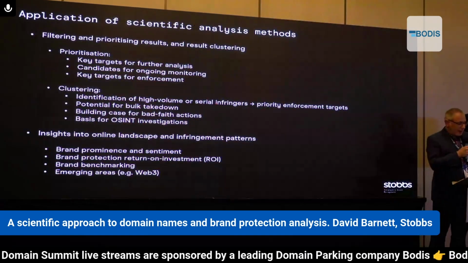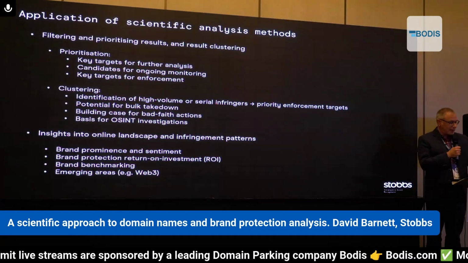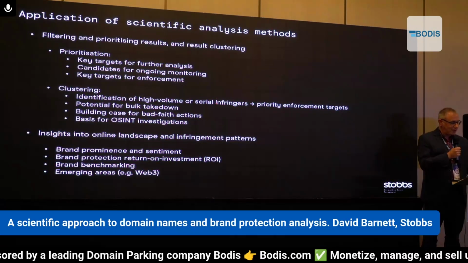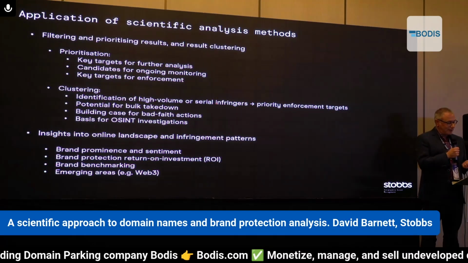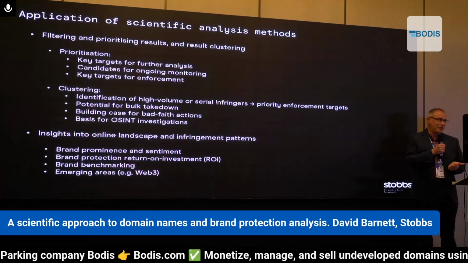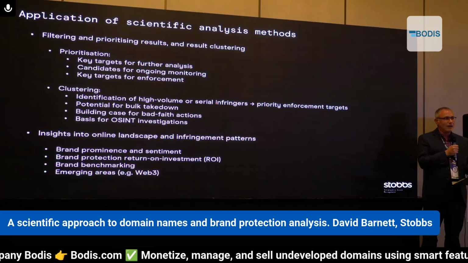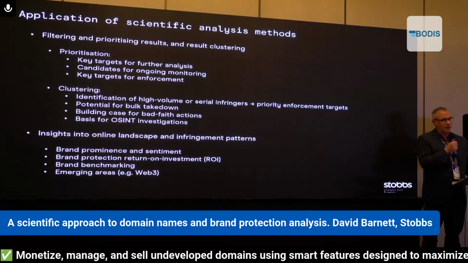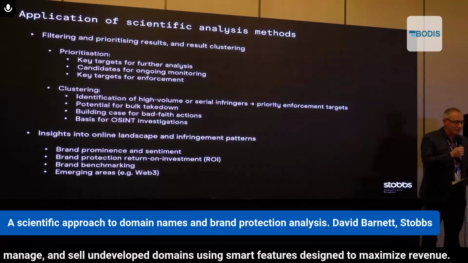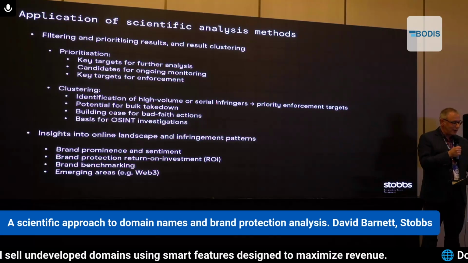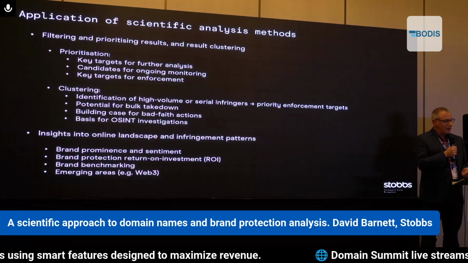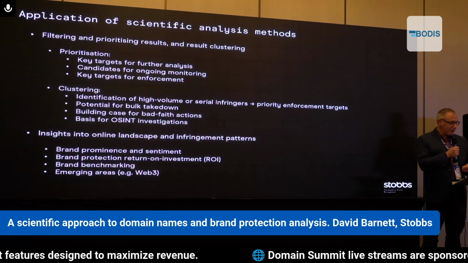Okay, so as I touched on in the very beginning, there's really a couple of main areas where these analysis ideas are appropriate. The first, as I said, is filtering and prioritizing results and clustering results together. The reason that's important is when you set up a brand monitoring service looking for content that might be of interest on the internet to a brand owner, typically you will get back a lot of data. So really what you need to do is firstly prioritize and filter that.